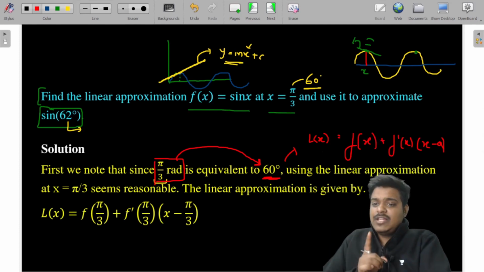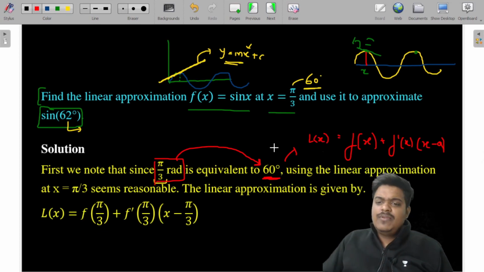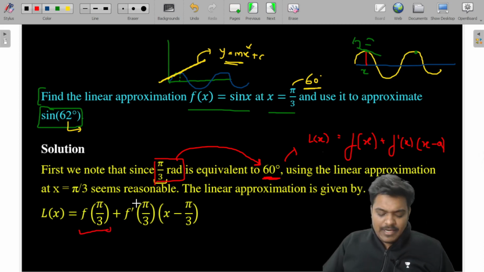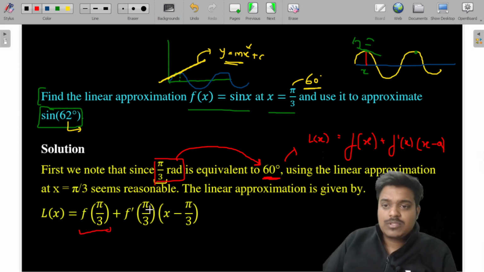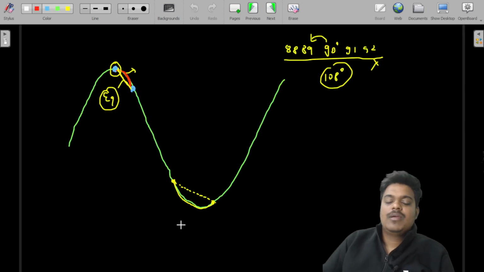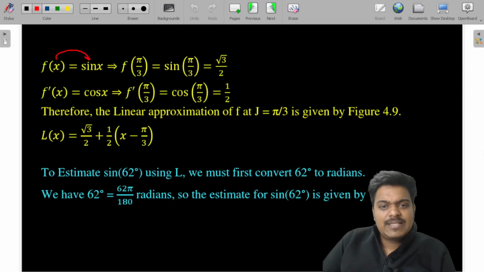Okay, this is a very generic formula for linear approximation. Not a very big deal. We apply it here also. F of x, in our case, we need to approximate the value at pi by 3. So f of pi by 3 plus f dash of pi by 3 into x minus pi by 3. If you solve it up, f of x is sin x in our case.